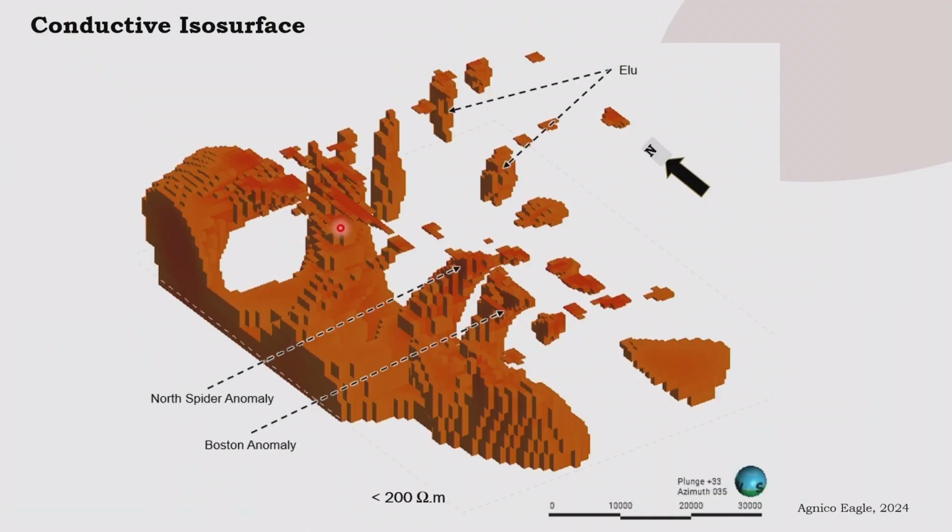This was produced by the Agnico Eagle guys. They believe that those two prominent low resistivity corridors are related to the Boston anomaly and another North Spider anomaly that Rasmus would probably talk about. And this north-south linear conductivity anomaly, they think it's the Ilu belt itself, but I think it's just the boundary between the Ilu and the Hope Bay. But yet, this is still a preliminary stage.